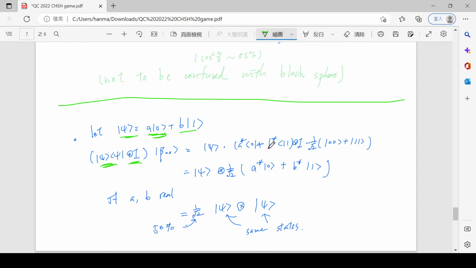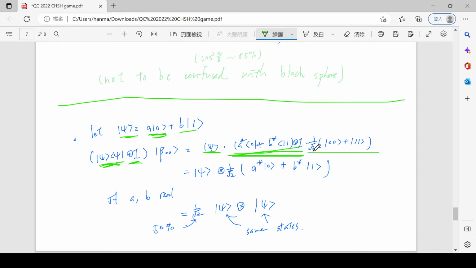Then what happens? This psi projector is ket psi bra psi, and we can keep it as ket psi because we know this is what Alice is going to get on her part. So on Alice's part we have this bra psi, and we write out this bra psi as A star bra 0 plus B star bra 1. Then we tensor with the identity, then we multiply this onto our EPR pair.